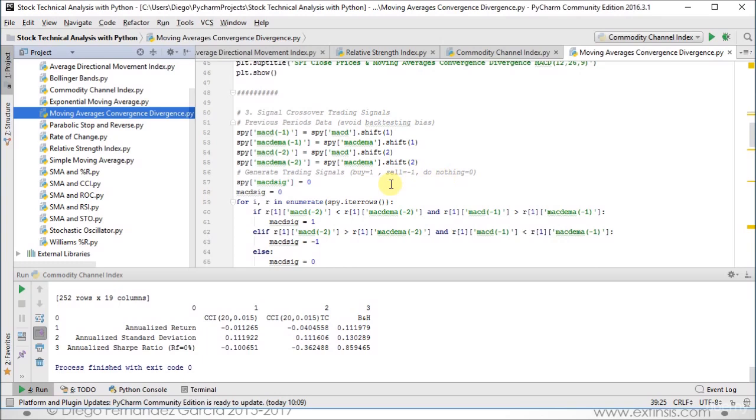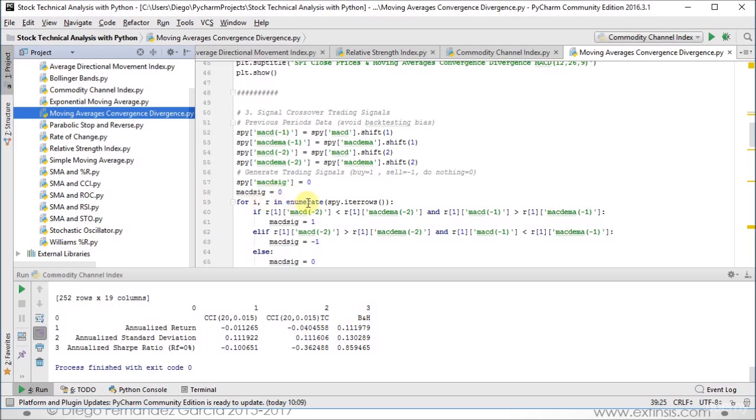Then we generate our trading signals: buy is equal to 1, sell to -1, and 0 to do nothing. We create the corresponding column where we're going to store the signals, and it's going to be called MACD sig. Initially, all of them are zeros, or do nothing. They are going to be modified. This is done by creating a variable with the same name as the column equal to 0, which we are going to use within our for loop.